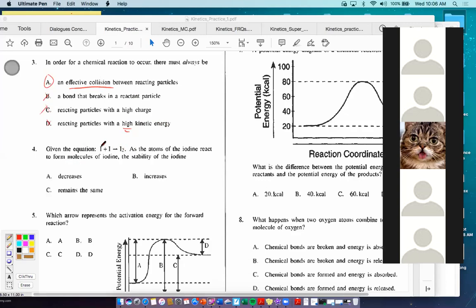Question 4 is a really good one. Given this chemical reaction, 2 iodine atoms reacting to form I2, the stability of the iodine decreases, increases, or remains the same. So stability is all about the potential energy state of the system. Systems that are at lower potential energy states, we say are more stable.